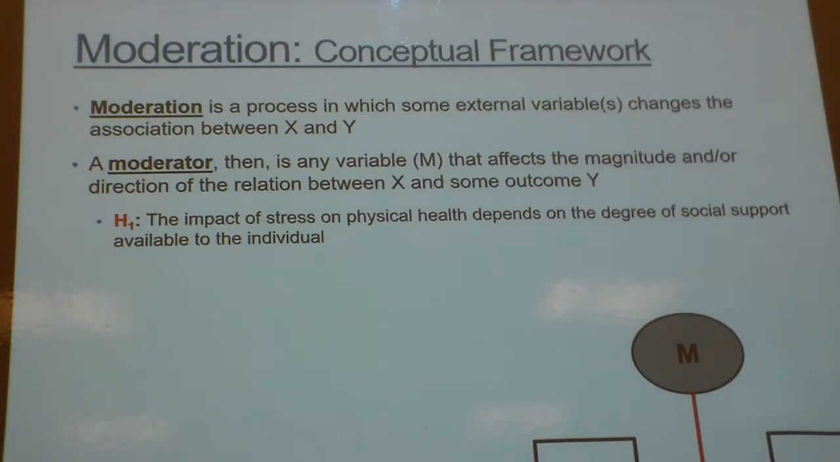Because the more social support you get, the less stress impacts your physical health. Yeah, that's exactly right. So maybe if I don't have a lot of social support, I have a very strong relation between stress and physical health. But at high levels of social support, those two things are much more modestly correlated, maybe not even at all, right? And so the thing that's important to think about in terms of moderation is we're looking at how some third variable impacts the relation. How does this impact the association between X and Y, right?